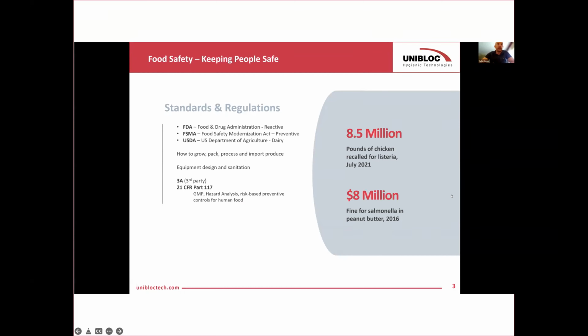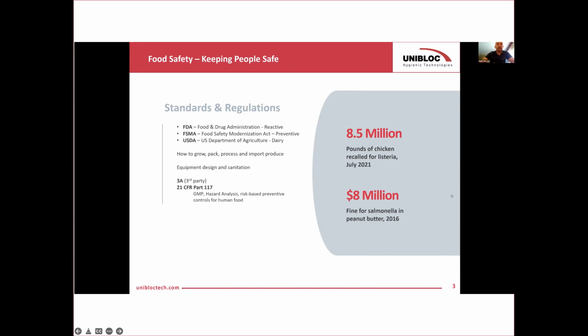On the dairy side, we have the USDA, which is the US Department of Agriculture. That's what the dairy industry is more focused on. And these standards and regulations do talk about how to grow, pack, process, and import produce. We're going to focus a bit more on the process side. We're not going to talk about how to grow and pack and import in this session. Then on equipment design and sanitation, there is the 3A standard, which is a sanitary standard on equipment.